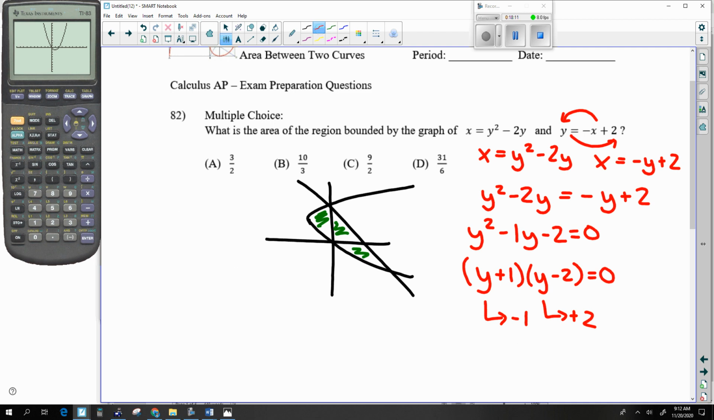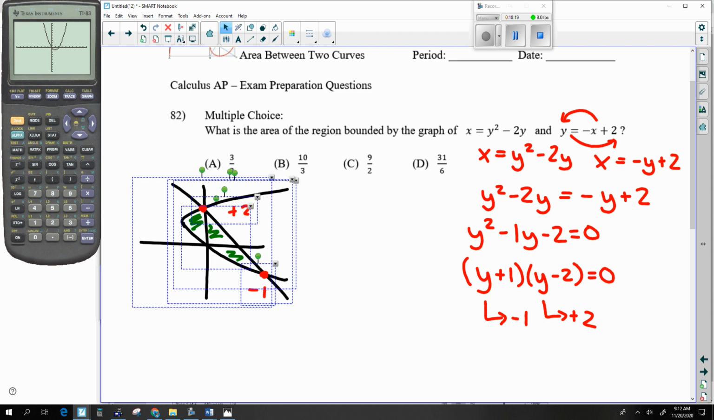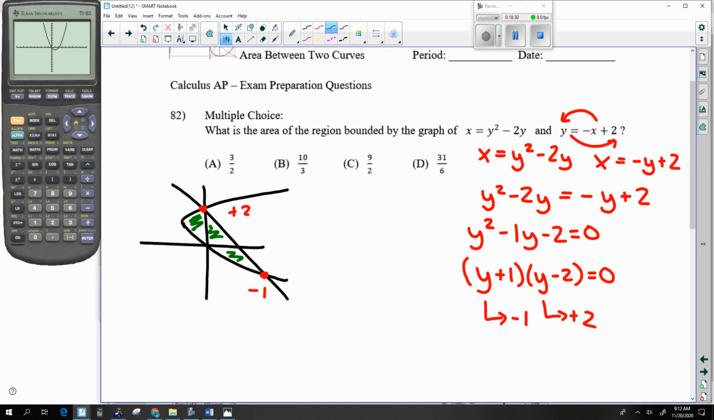Okay, so this occurs at positive 2. This occurs at negative 1 in the y. And again, it's the line over the parabola. Think of it side to side. Where are the big y's? Where are the little y's? Like, for instance, if we were thinking top and bottom, that's like a big y versus a little y. Here, where are the big x's versus the little x's? So it's the right over the left when I set this equation up.